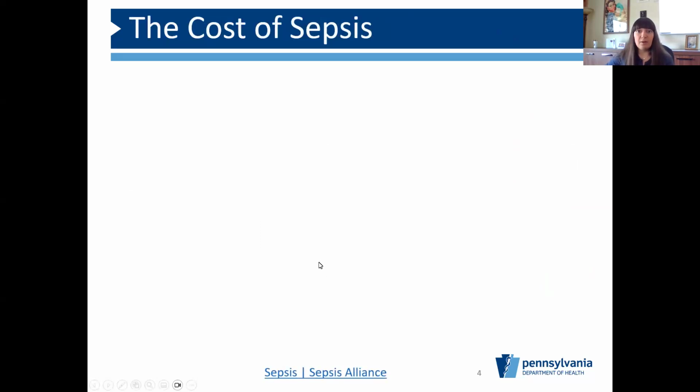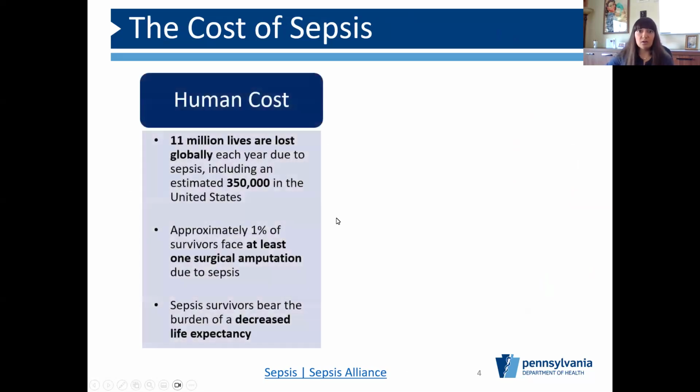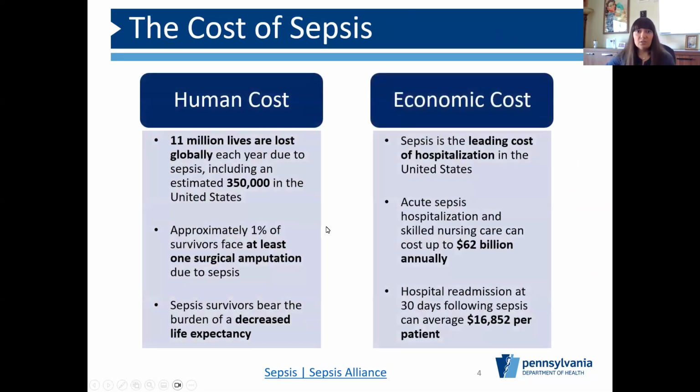So something else to note about sepsis is the cost. So when we talk about the cost, there are two perspectives that we want to consider, and those are the human cost and the economic cost. So when we think about the human cost of sepsis, there are 11 million lives lost each year around the world due to sepsis, with 350,000 of those deaths occurring right here in the United States.